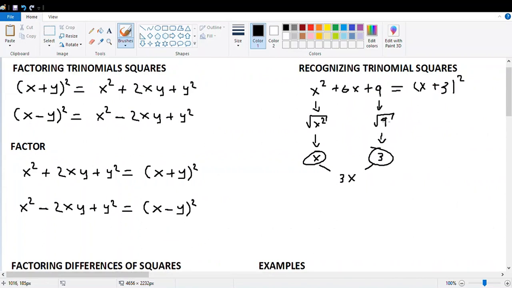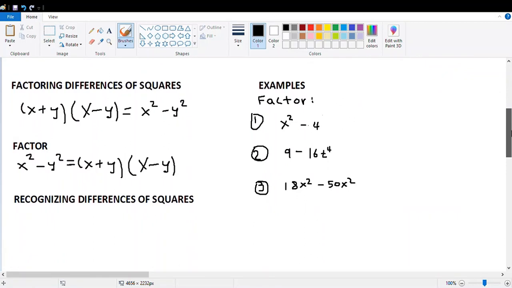Now let me show you the second factoring case. The second factoring case is factoring difference of squares. In a similar way to the previous method, I'm pretty sure that you can recognize this case here. This case is a special product, another special product that we call the product of the sum and the difference.